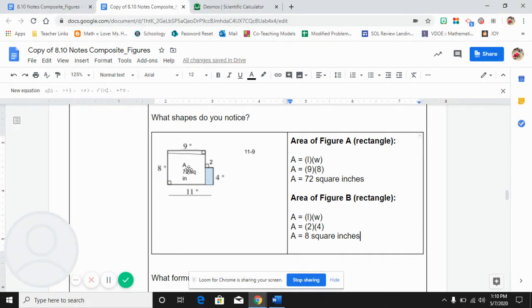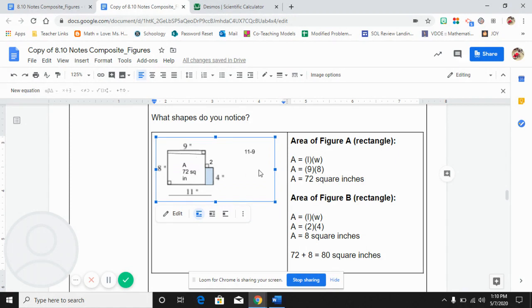Okay, so we found the area of figure A and the area of figure B. The area of the whole figure is just those two areas added together. So we're going to add the area of figure A plus the area of figure B. We have 72 plus 8 for a total of 80 square inches. So that's going to be the area of the entire figure.